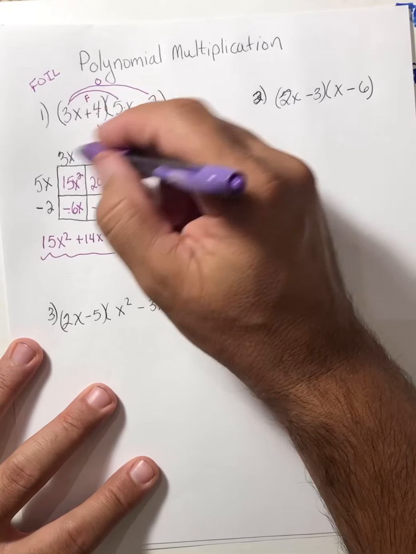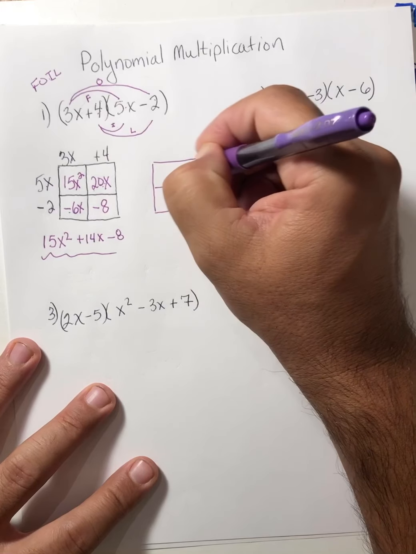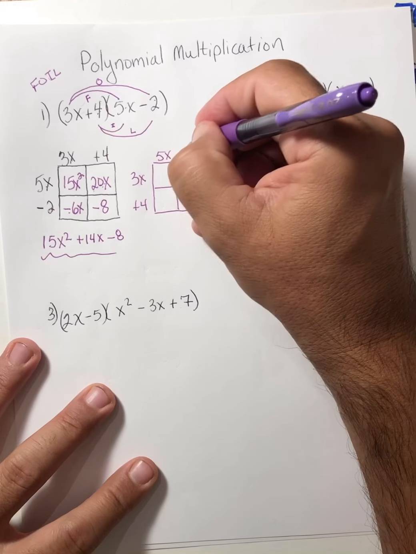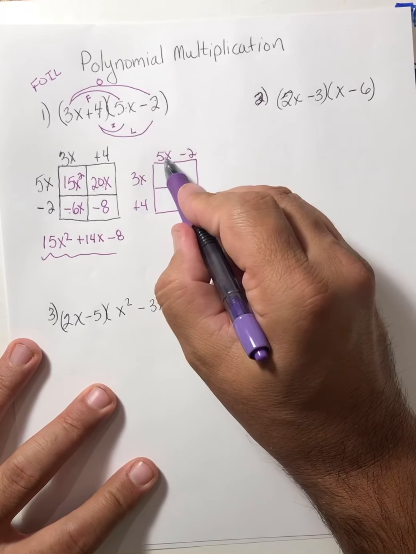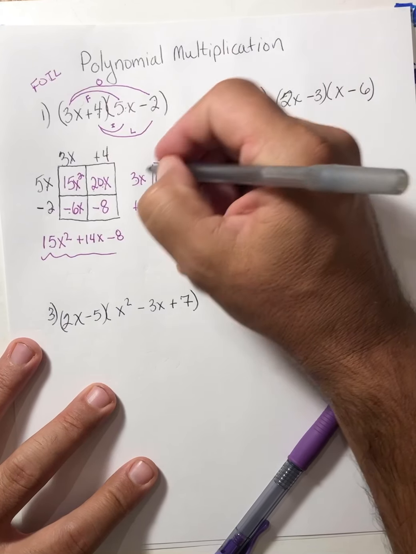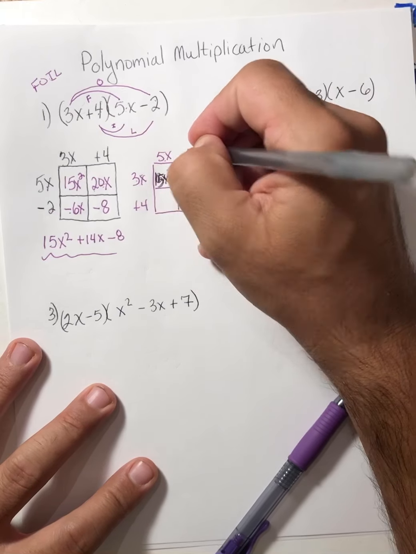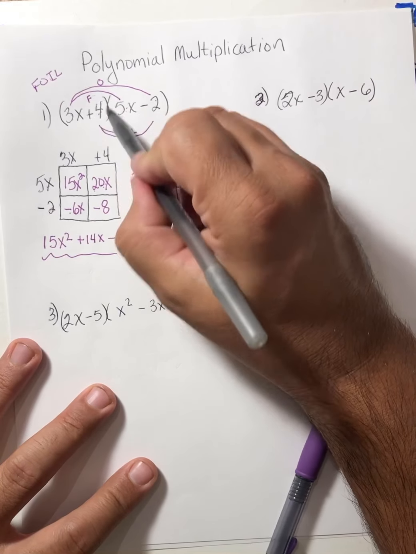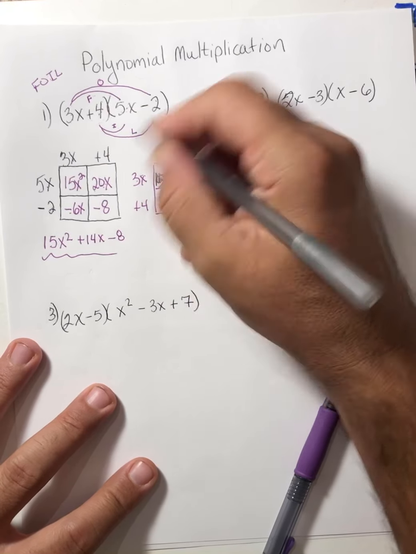I'll do the same thing. Let me fix this. Put the 3x plus 4 on the side. You'll see we have the exact same answer. It'll actually sound a little better. 3x times the 5, 3x times the 2, 3x times the 5, 3x times the negative 2. So I have 15x squared. 3x times negative 2, negative 6. So there's the 3x times each of those. So nice, neat organizer. Now we're going to do 4 times each of these. 20x and then minus 8. So we have the exact same thing.